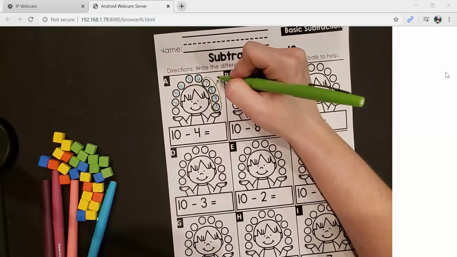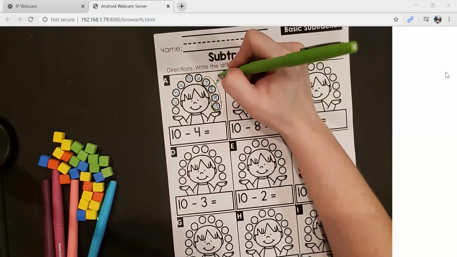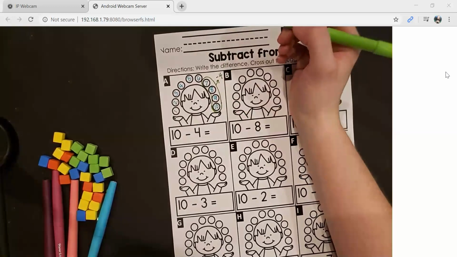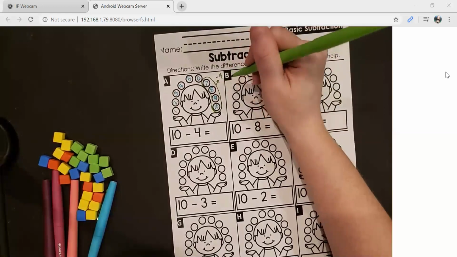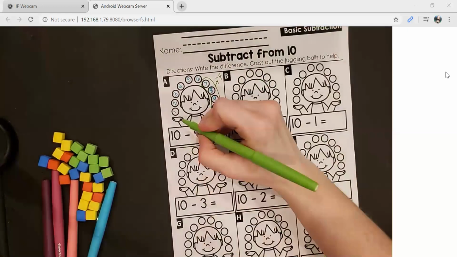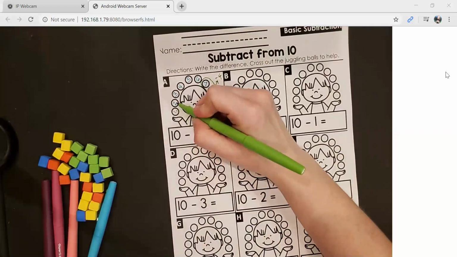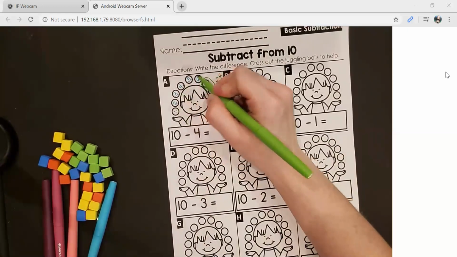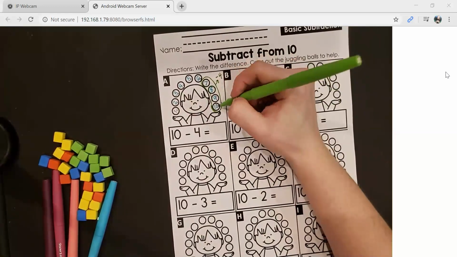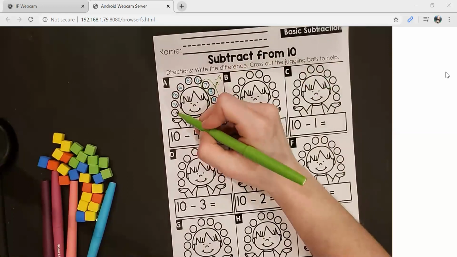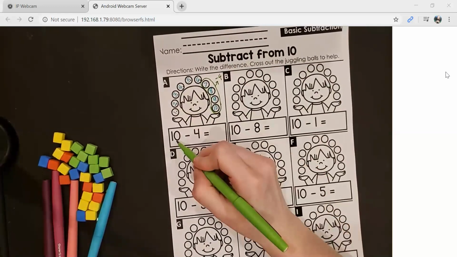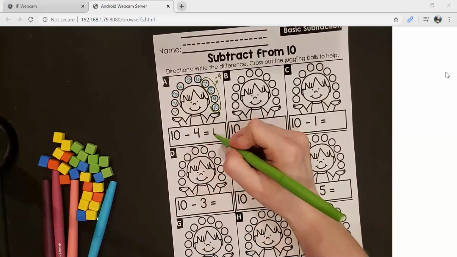If you want to be a super student, you could also write -4 like the first graders do. You could show that 4 are subtracted out. Okay, now let's see how many we still have left. 1, 2, 3, 4, 5, 6. He took away 4 of his balls, and he still has 6 to juggle. So 10 take away 4 equals 6.